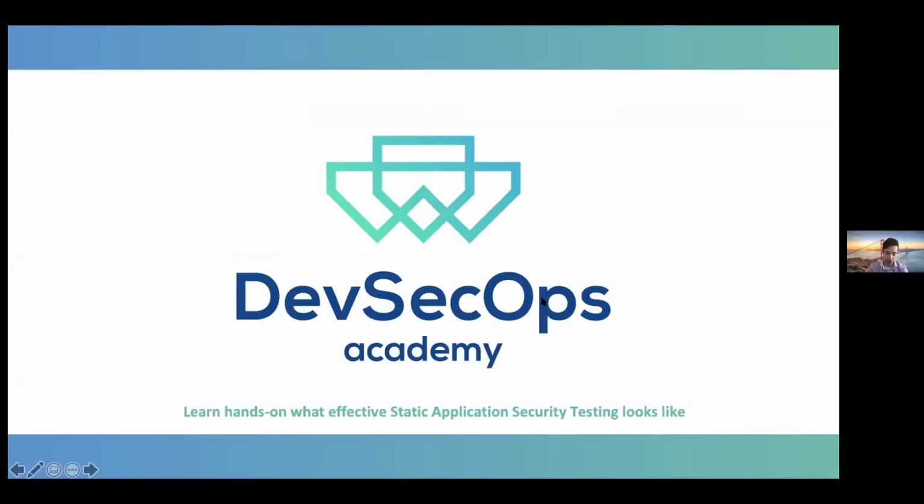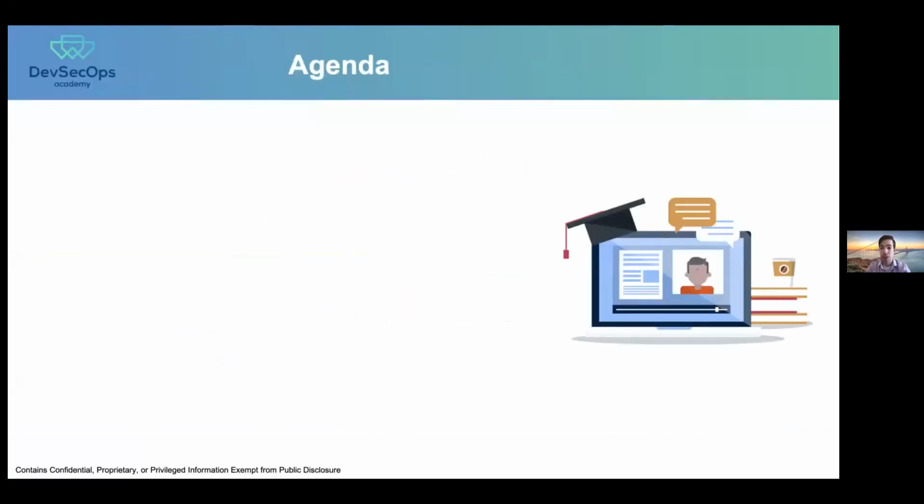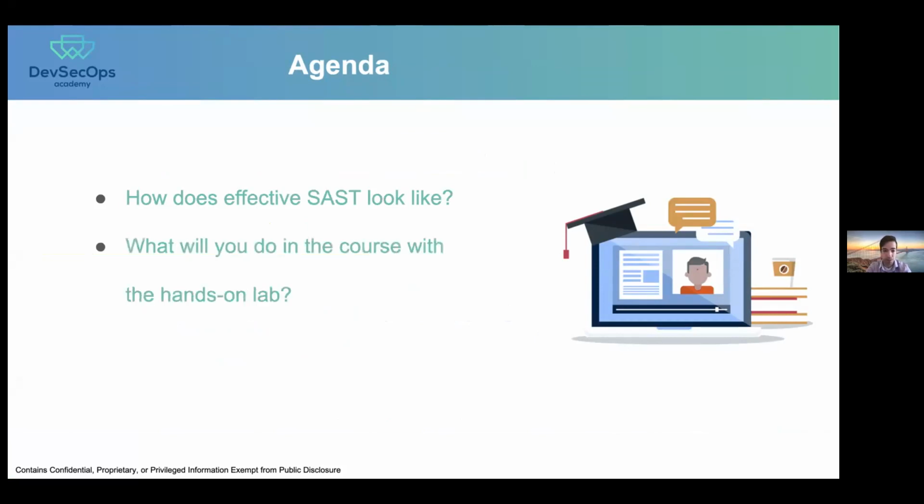So the session of today, of course, is learn hands-on what effective static application security testing, or SAST, looks like. Our agenda for today is we are going to look at what is effective SAST, how do you introduce that to an organization, and what is SAST? What are you going to do in the course and the hands-on lab for this subject? And then we have some more time for a wrap-up and for some questions and answers.